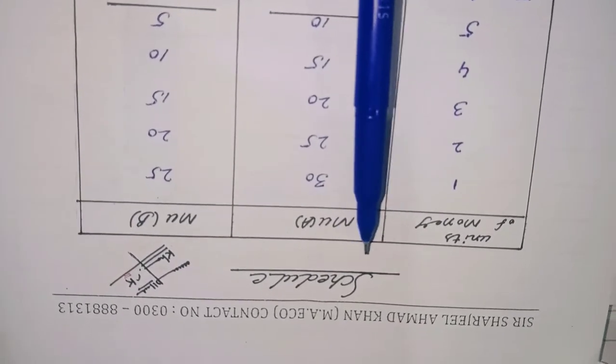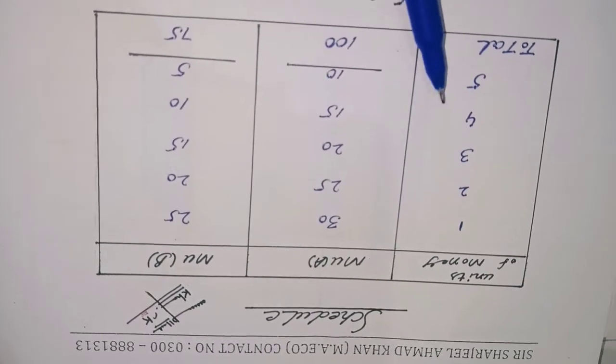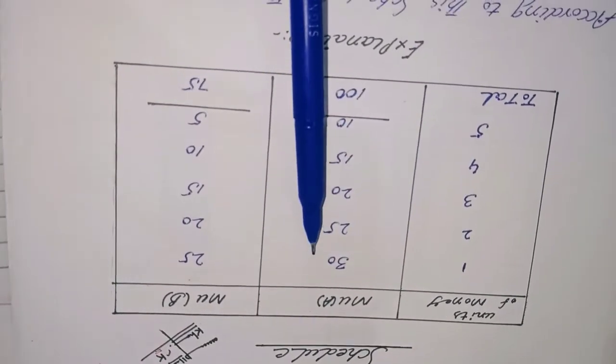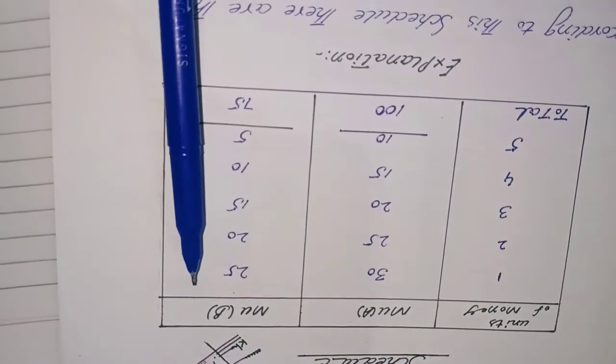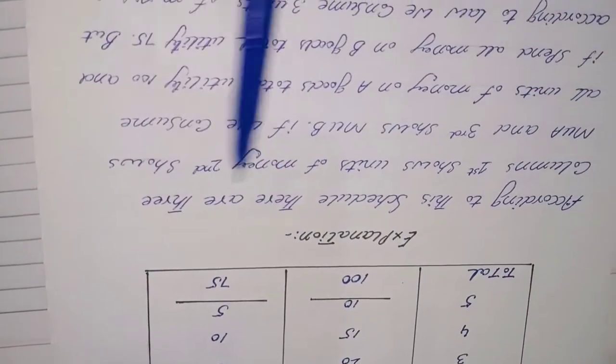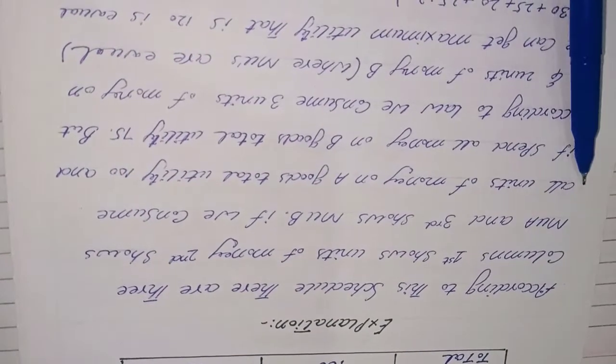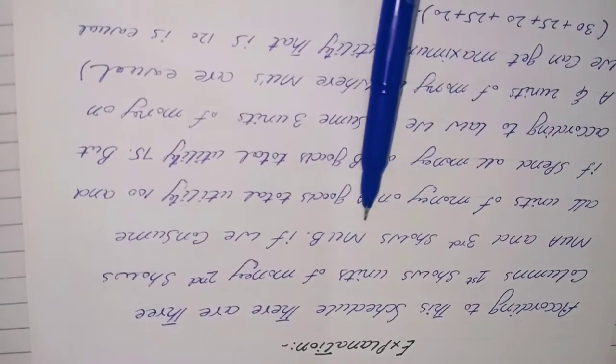Okay, law of equi-marginal utility, explained with the help of a schedule. Units of money only from 1 to 5, marginal utility A in the second column, and marginal utility B in the third column. Explanation: according to the schedule there are 3 columns. The first shows units of money, the second shows marginal utility A, and the third shows marginal utility B.